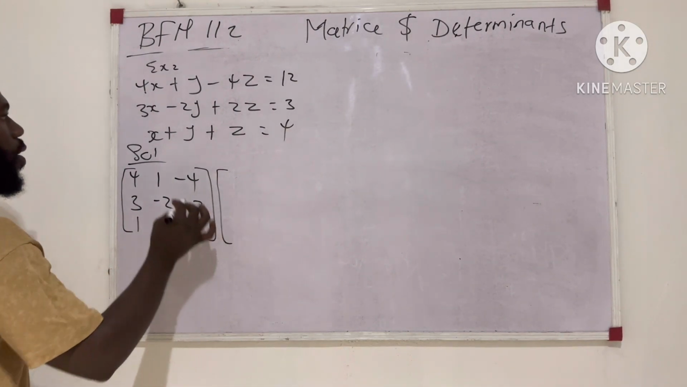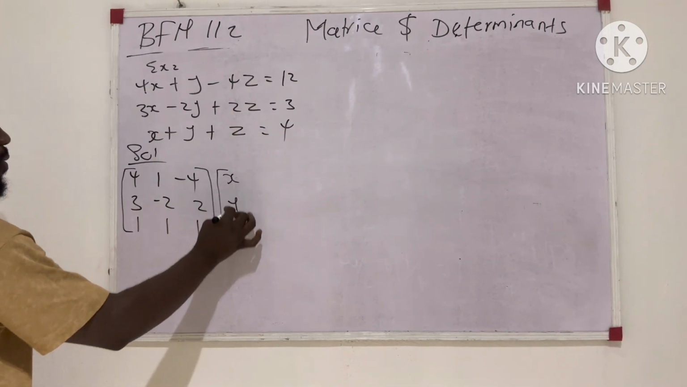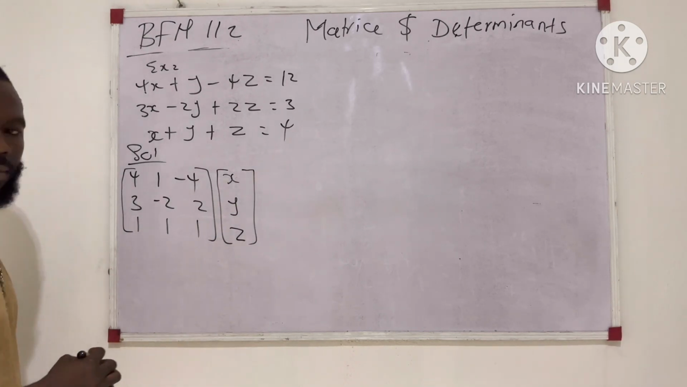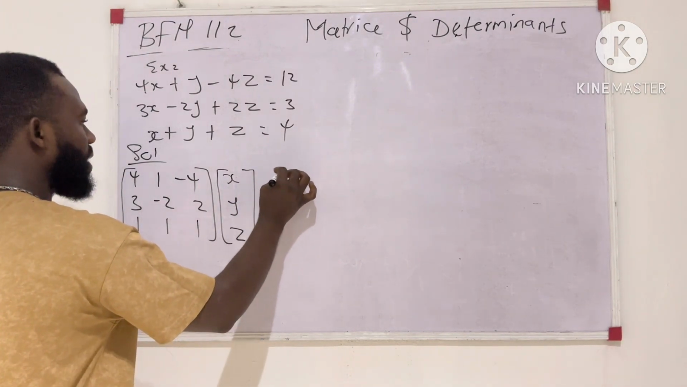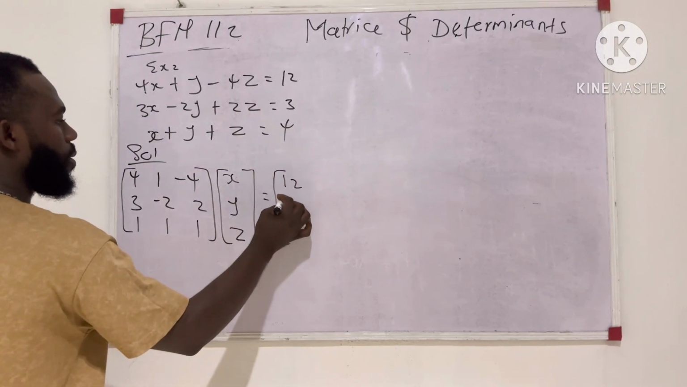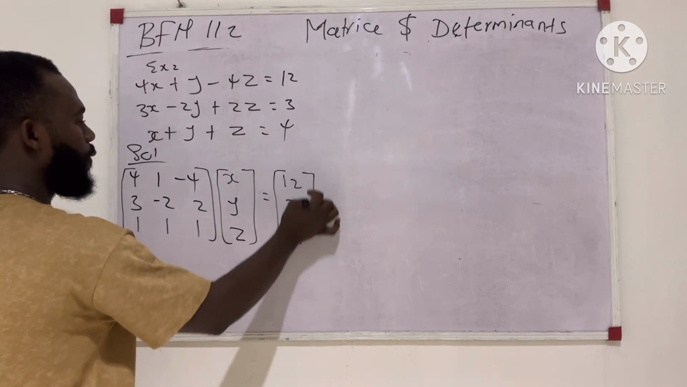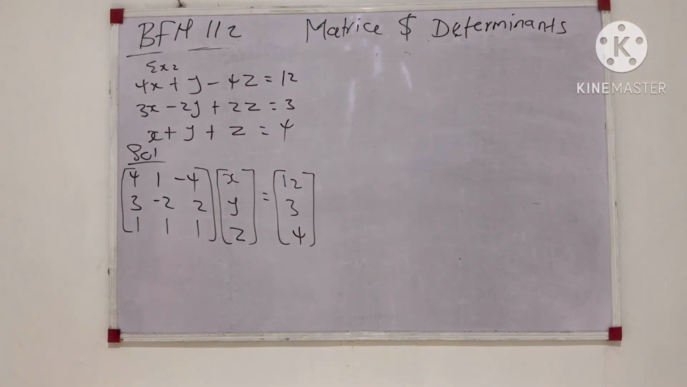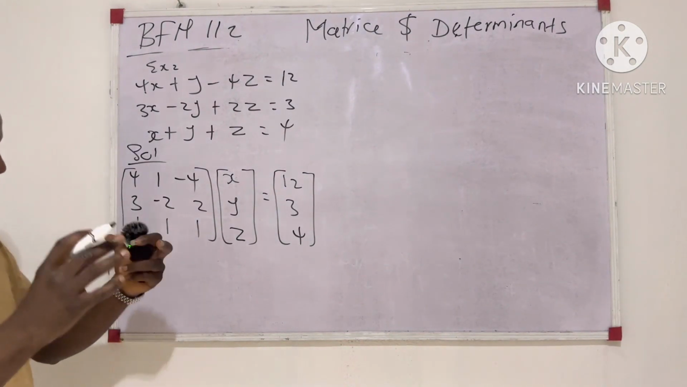Now, what did I say in the next column? The variables themselves. What are the variables here? x, y, and z. Now, what's the last? The next becomes my what? Constants, which are 12, 3, and 4. We have now represented this in a matrix pattern.